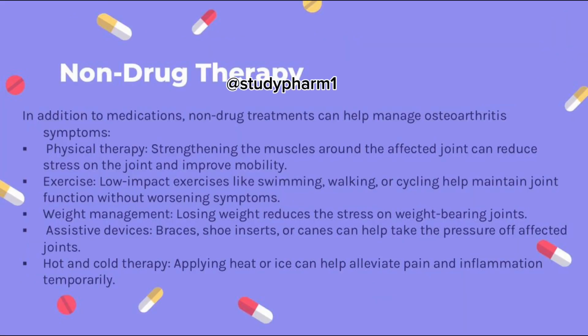Non-drug therapy. In addition to medications, non-drug treatments can help manage osteoarthritis. Physical therapy. Strengthening the muscles around the affected joint can reduce stress on the joint and improve mobility. Exercise. Low-impact exercises like swimming, walking, or cycling help maintain joint function without worsening symptoms. Weight management. Losing weight reduces the stress on weight-bearing joints. Assistive devices. Braces, shoe inserts or canes can help take the pressure off affected joints. Hot and cold therapy. Applying heat or ice can help alleviate pain and inflammation temporarily.